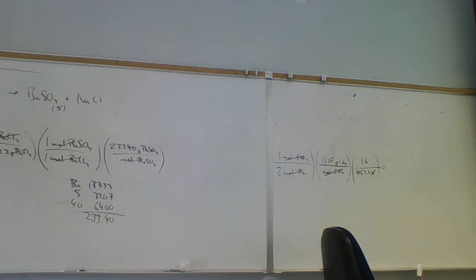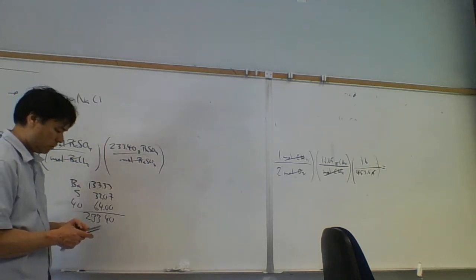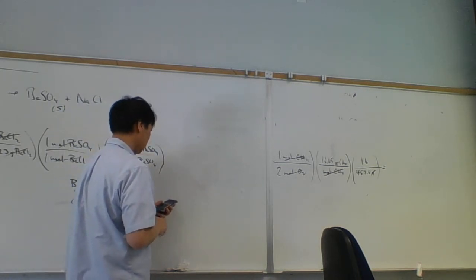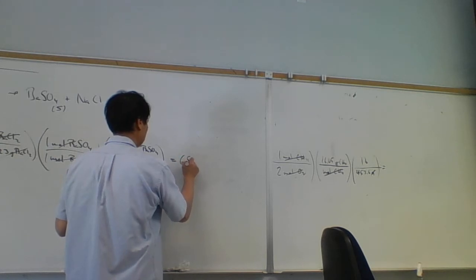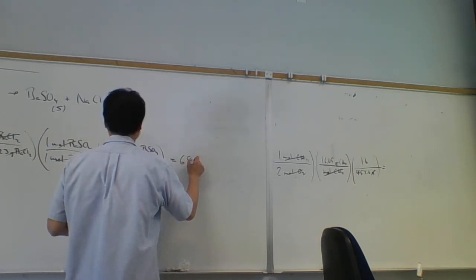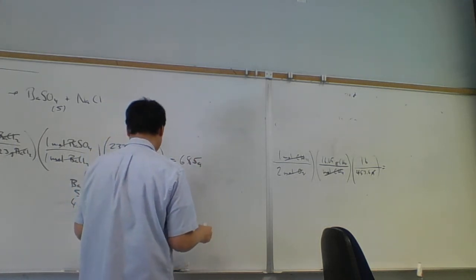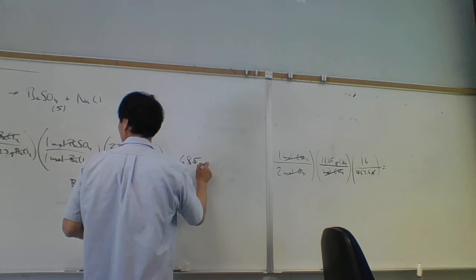So let's just calculate the number here. 3.18 divided by 108.23 times 233.4, 6.85. Hmm. 6.857. I'm allowed 3 sig figs.